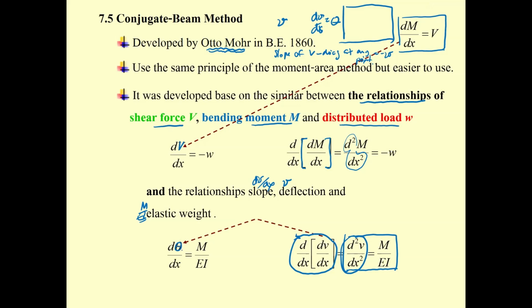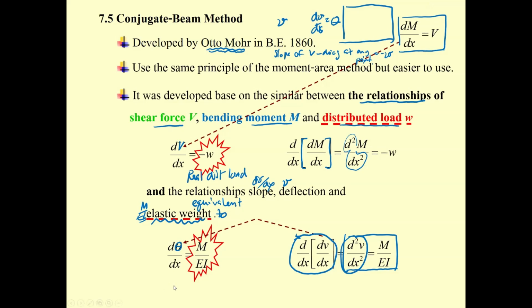Now, compare the two sets of equations. We will have the form of what? The real distributed load is equivalent to what? Equivalent to M over EI. And then we said that is going to be called the elastic weight. If you know the function of M divided by EI, that is going to be the elastic weight.